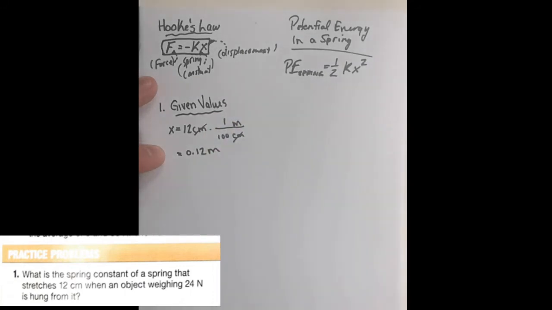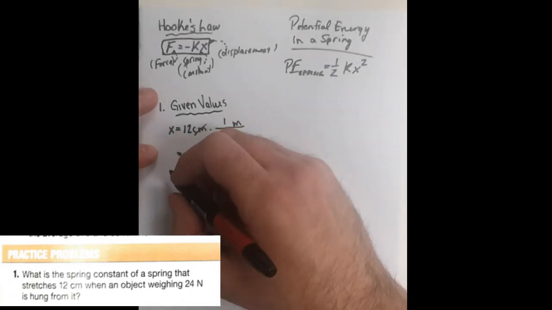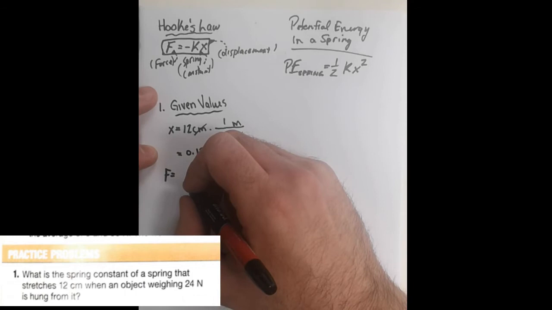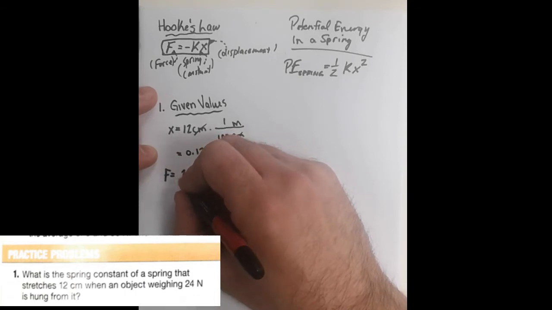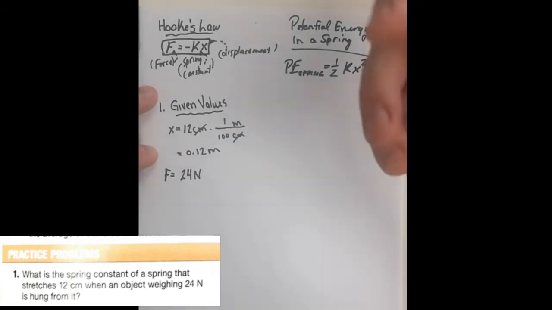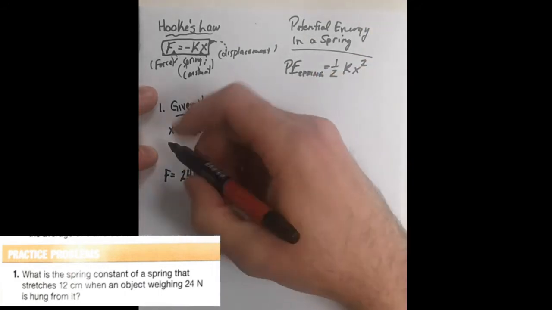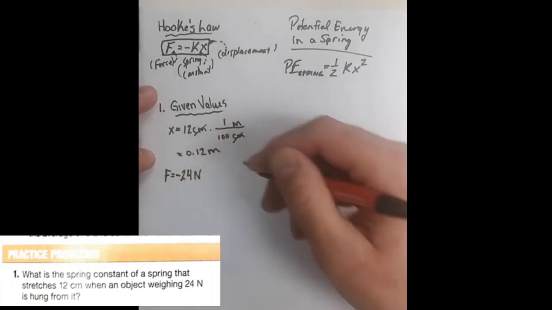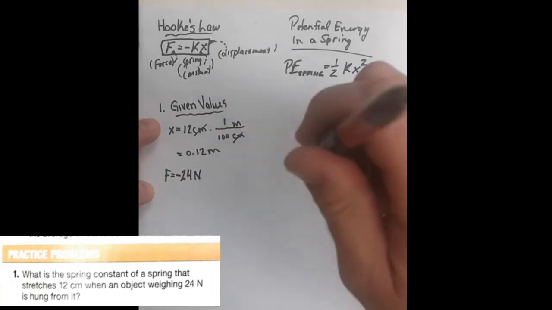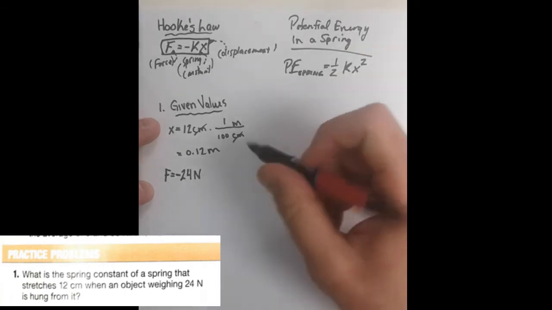We have our displacement in meters. The next value we're given is the force. Our force is equal to 24 newtons. But because this force is pulling down on the mass, we indicate that this is a downward force with a negative sign. A positive force would be going upwards, and negative force is going downwards.